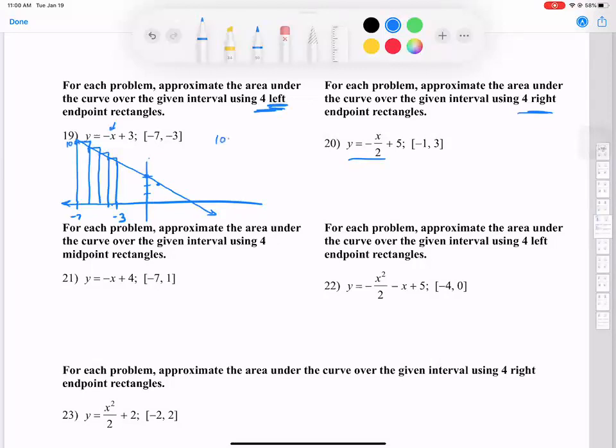So 10 times, the space here is going to be 1. That's my rectangle, 10 times 1. That's my first value. Second value is at negative 6. If I plug in negative 6 there, it's going to be 9 times 1. Then 8 times 1. And then 7 times 1. Okay, and we are going to add all those up. 10, 9, 8, 7, that's 34. That's me adding up all 4 rectangles. Okay. That's it.